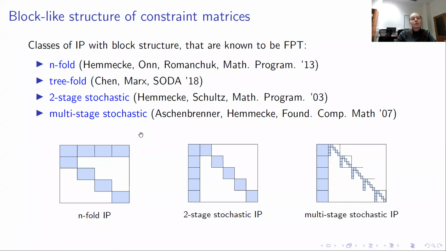So the first case that I could mention is the n-fold integer programming, which looks like this. And so here the blue squares represent submatrices where I have non-zero values. The white space are just zeros.